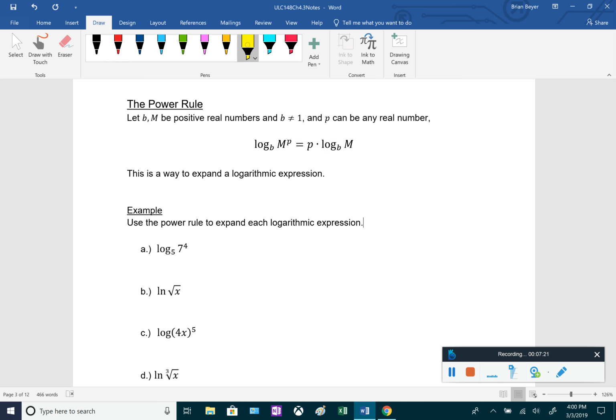So this time for the power rule, obviously we're going to have some sort of exponent because it says power rule. Log base b of m to the p is going to equal p times log base b of m. So what that means is we take this exponent and it gets plopped down out front. And it gets multiplied.